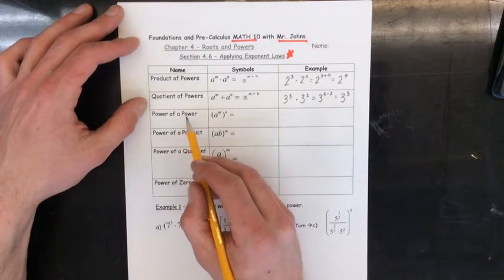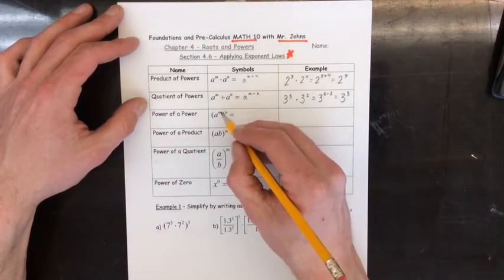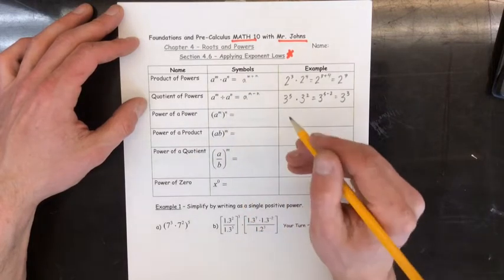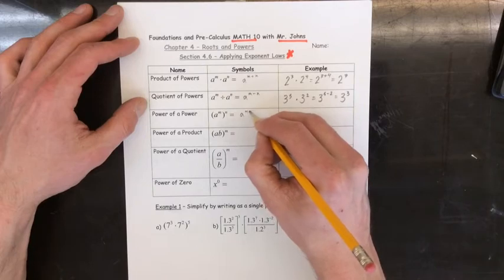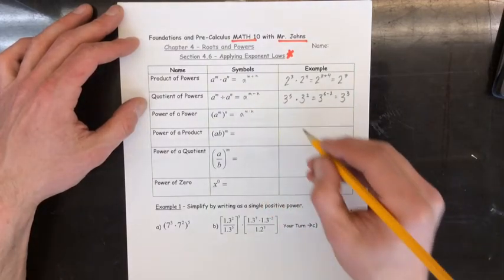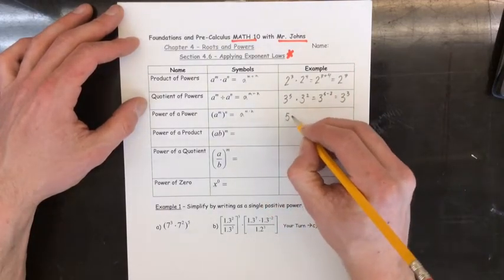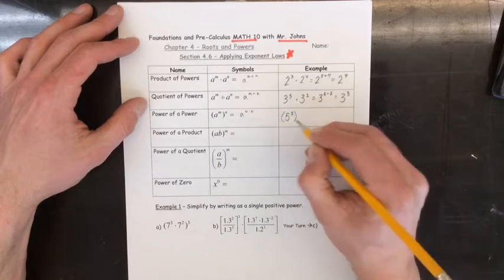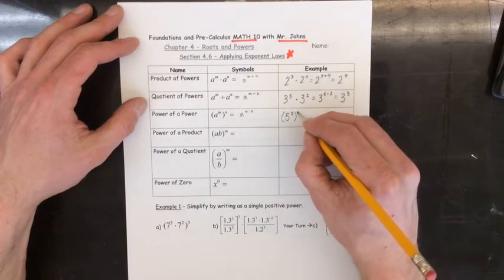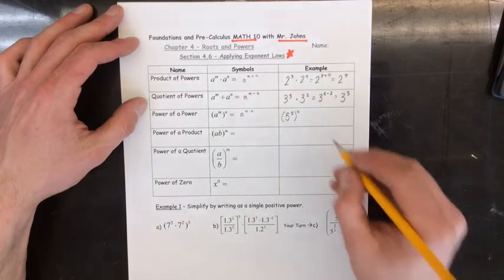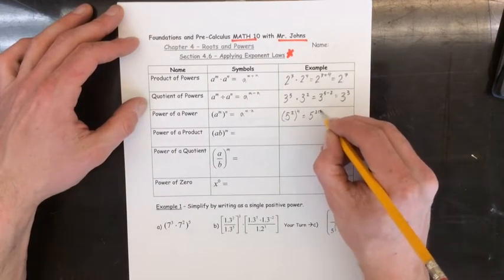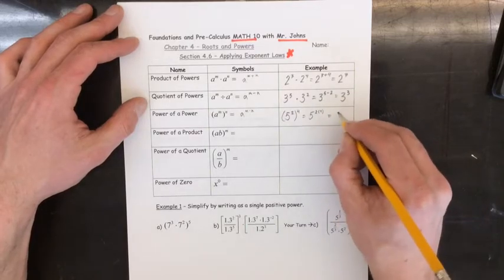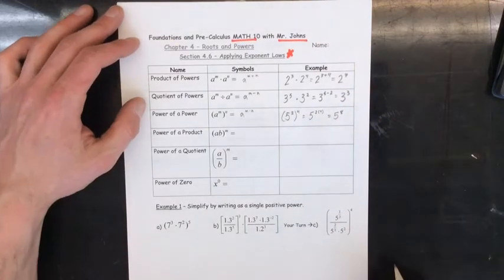The power of a power. So a to the power of m, all raised to the power of n. In this case, we multiply exponents. So if I had 5 squared to the power of 4, this would be like 5 to the power of 2 times 4, which is 5 to the power of 8.